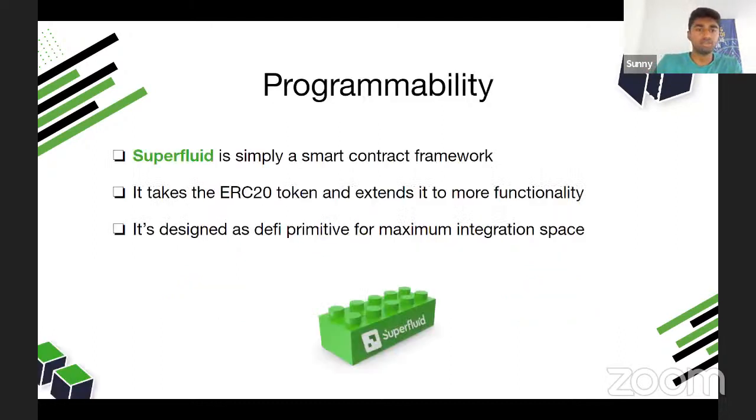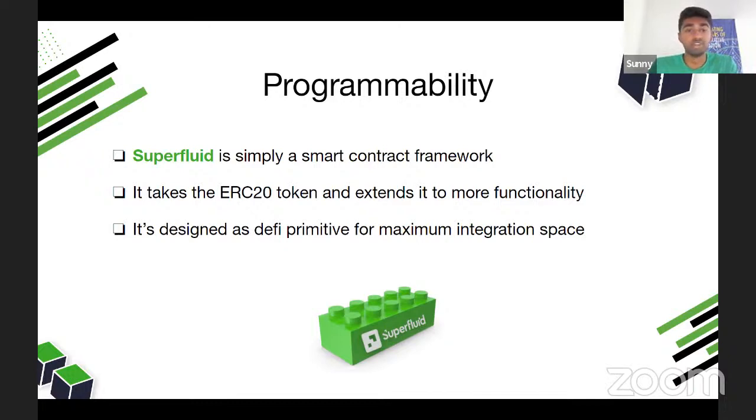So at the end of the day, Superfluid is simply a smart contract framework. We're basically taking the ERC20 token and extending it to do more functionality. So you can do everything you can with ERC20 tokens with Superfluid super tokens, such as transferring and approving for spending. And you can also do the additional Superfluid stuff, such as money streaming. There are additional things such as instant distributions that we permit.